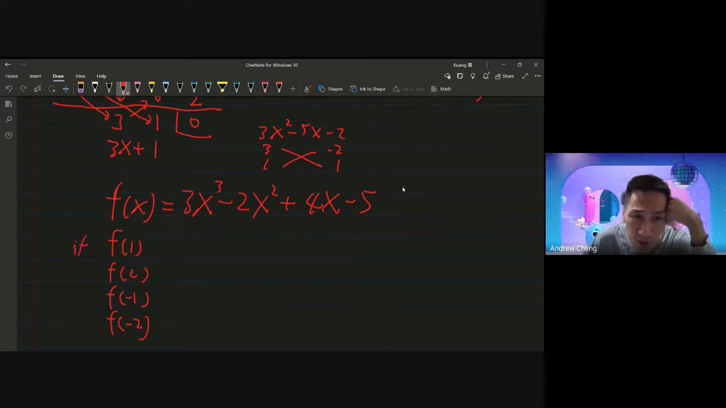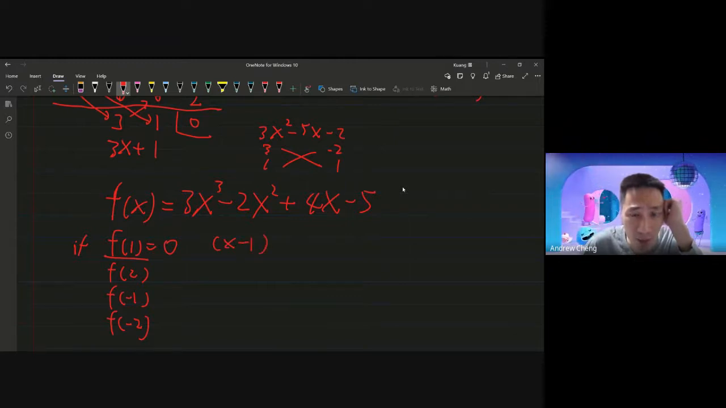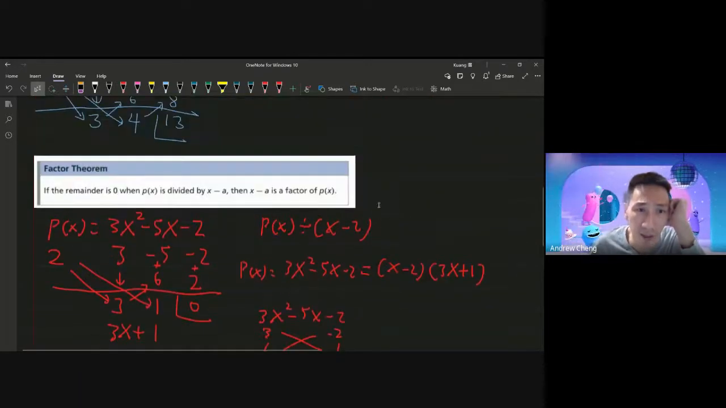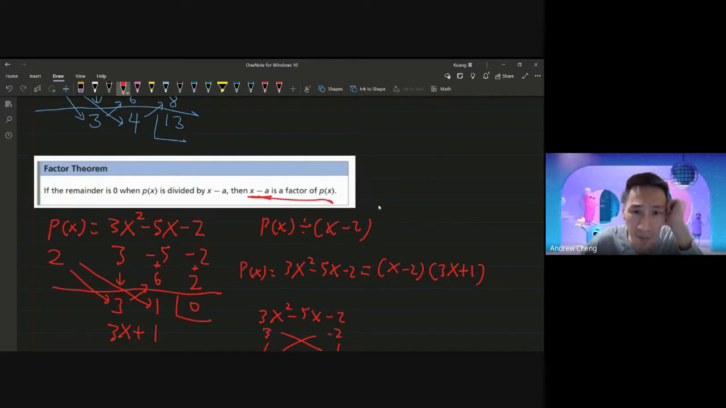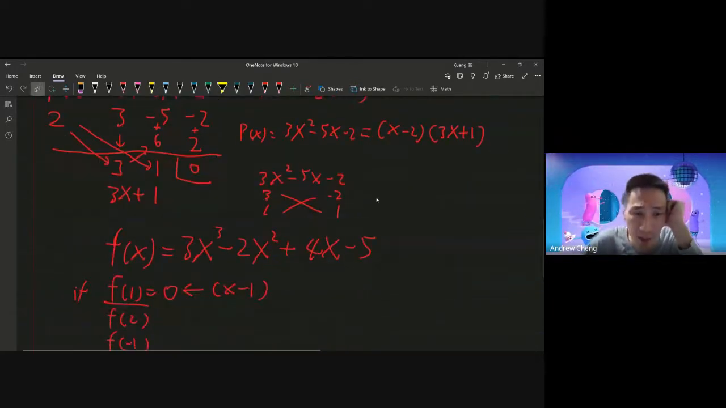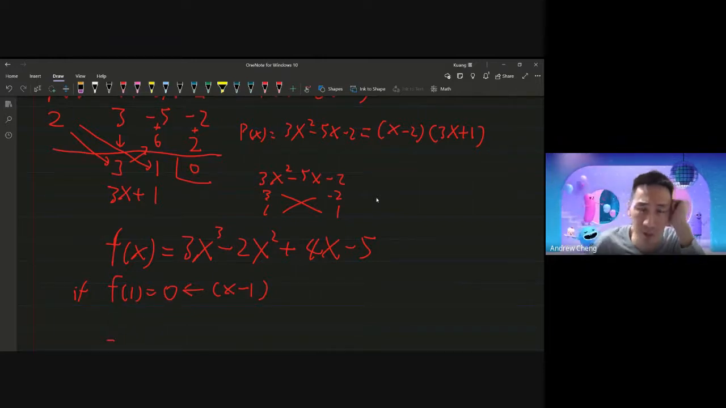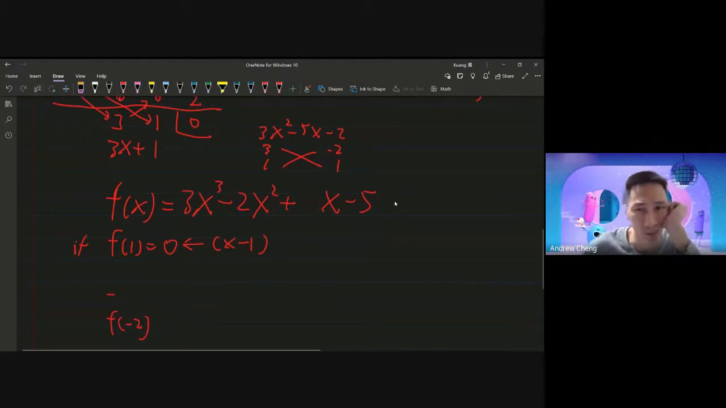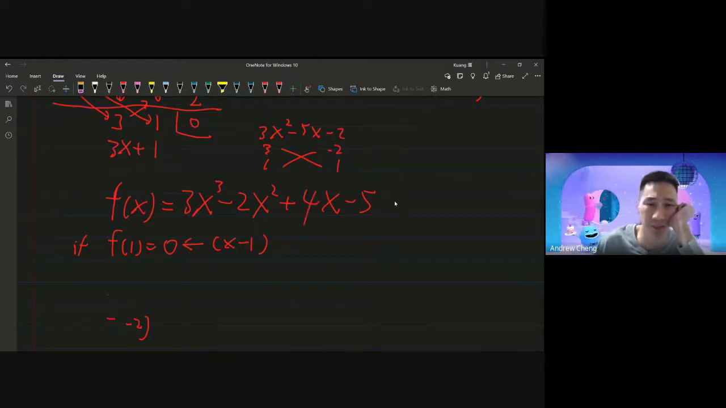If f of 1 is 0, that means x minus 1 is a factor of this polynomial, right? I just stated that if the remainder is 0, then x minus a is a factor of this polynomial. So if I plug in 1 and the result is 0, then x minus 1 is a factor of that function. Okay, I just created it for you. Let me try this function.